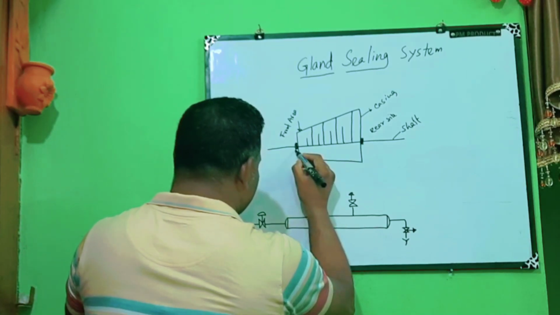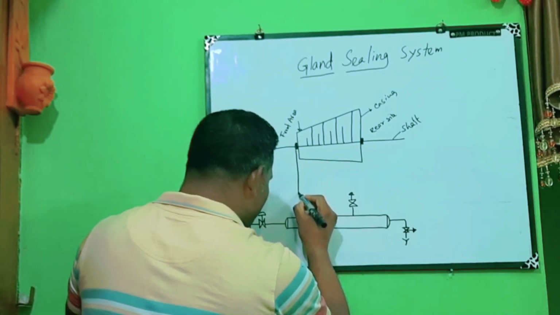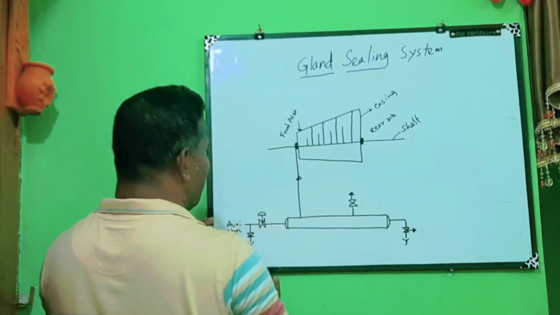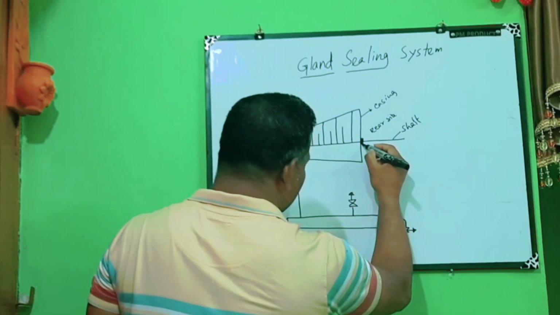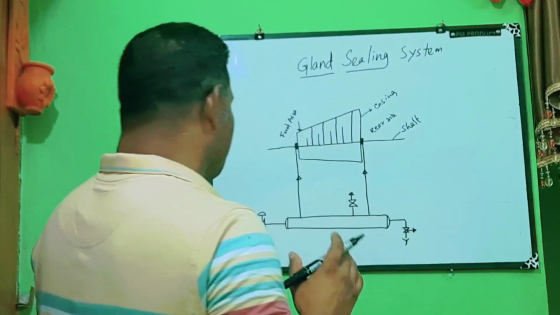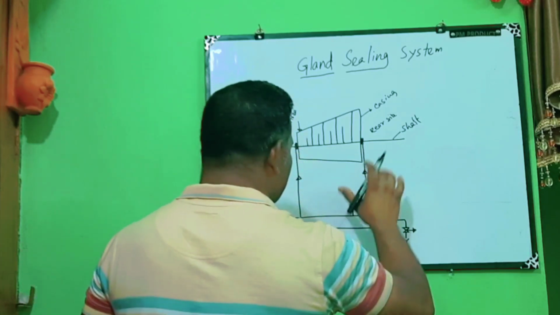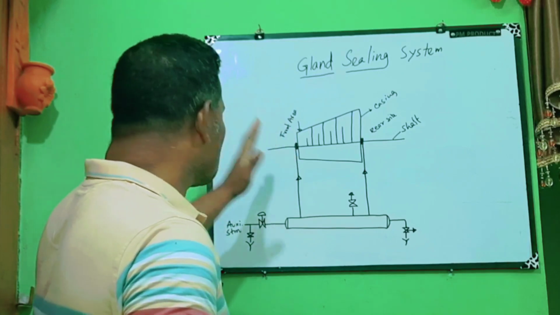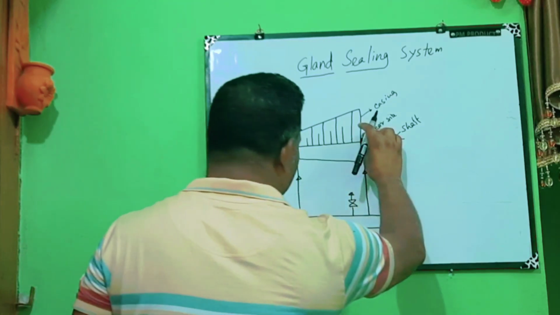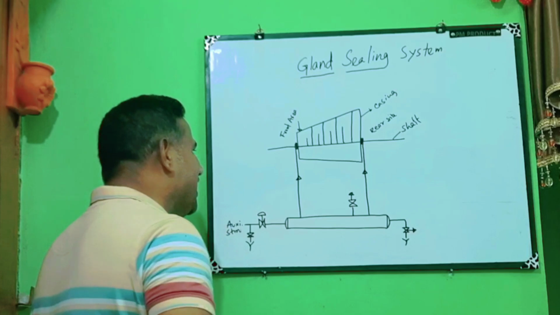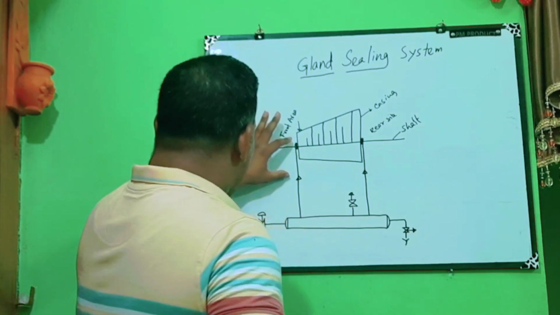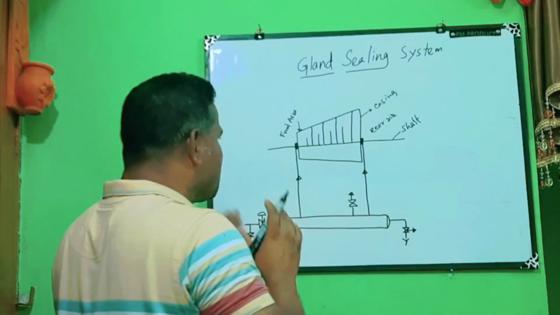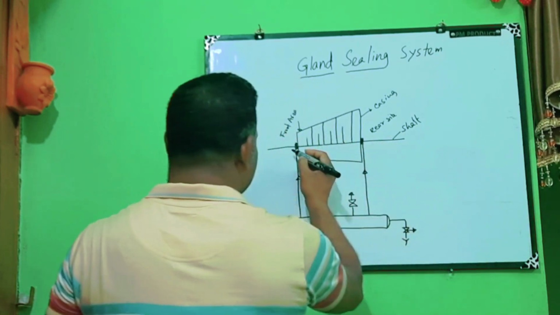Initially this auxiliary steam will go to the front gland steam area, and another auxiliary steam will go to the rear gland area. Before the start of the turbine, this sealing system will work. This auxiliary steam will go to the front gland area for controlling the leakage, and it also goes to the rear gland area for controlling the leakage. But after going to this area, this steam needs to be discharged.